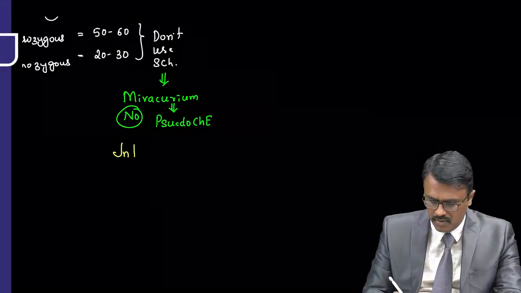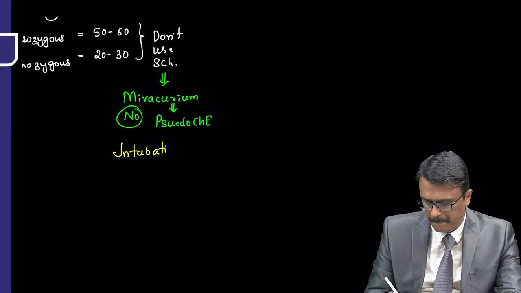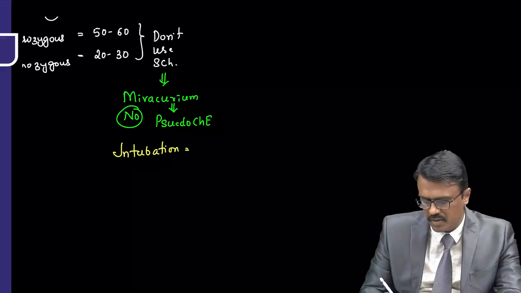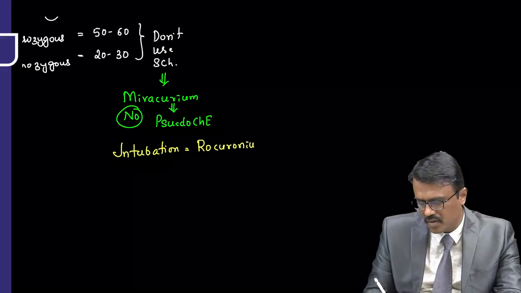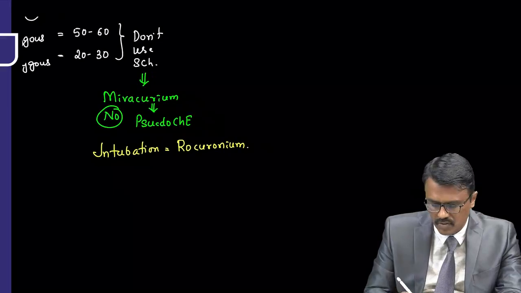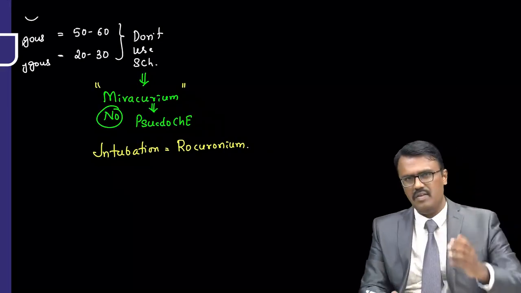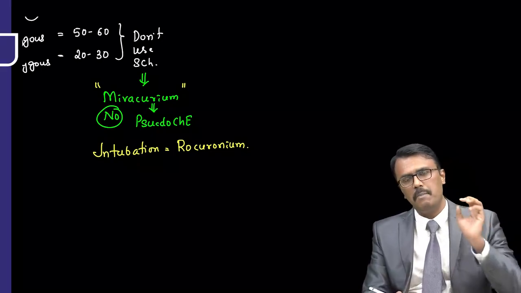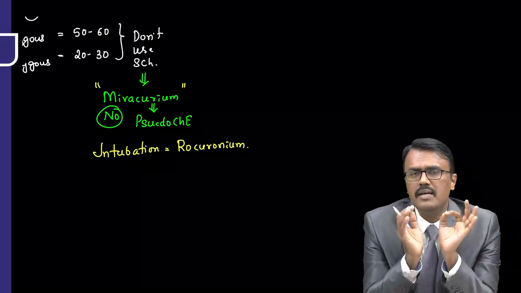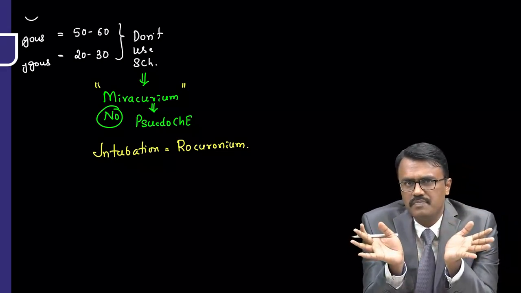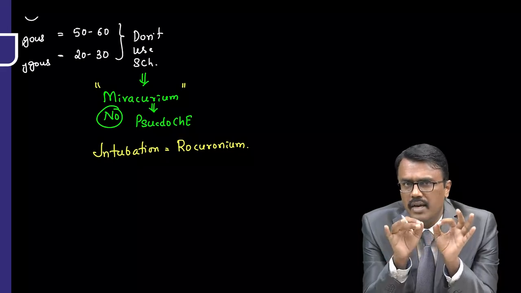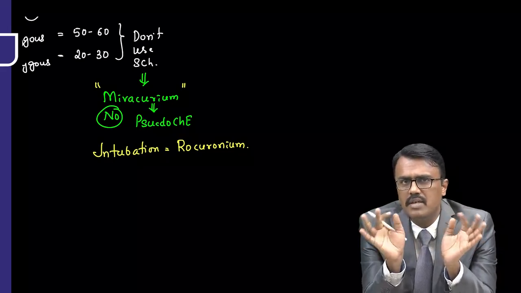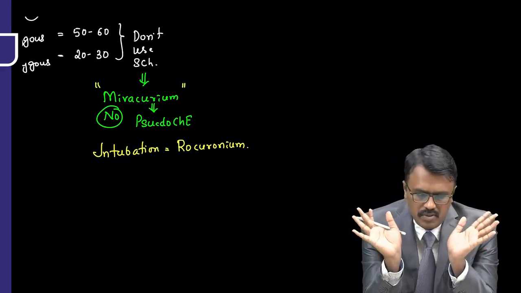In this patient, if you want to do intubation, what we can do is use rocuronium. You might get confused and ask, can we give mivacurium, the shortest acting one? No, because mivacurium is also metabolized by typical pseudocholinesterase. If you give it in an individual who has the atypical one, again the problem is the same, apnea. That's the point.